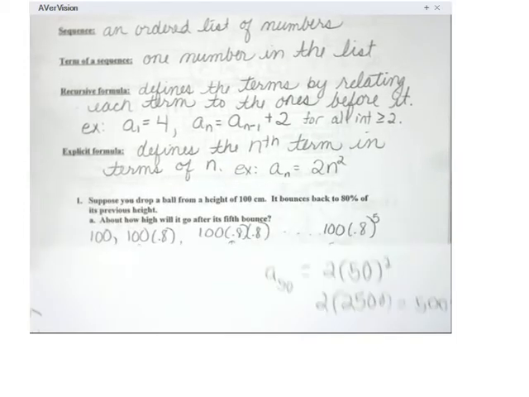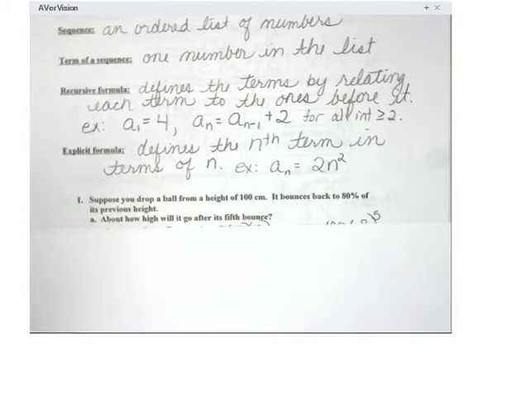Okay. Now we'll look at two particular types of patterns with a lot of detail in this chapter. And the first one is actually shown here. We'll end up calling this process a geometric process. But suppose you drop a ball from a height of 100 centimeters, and it bounces back to 80% of its previous height. How high will it be after its fifth bounce?